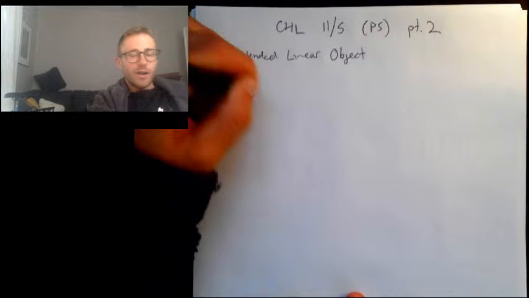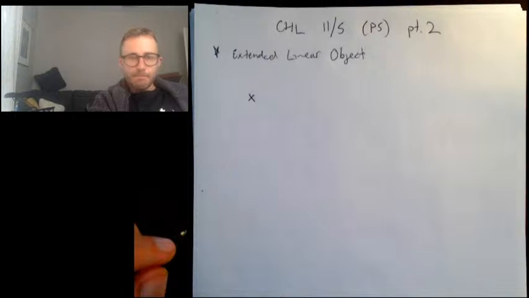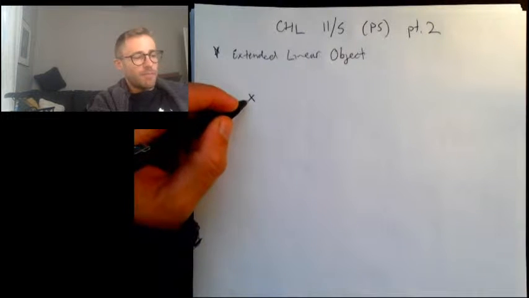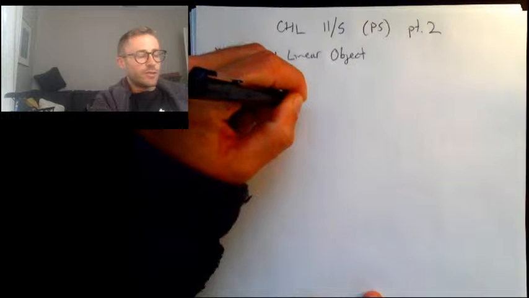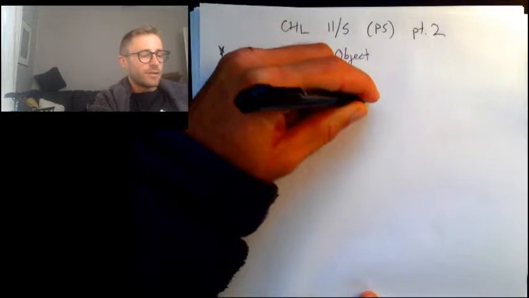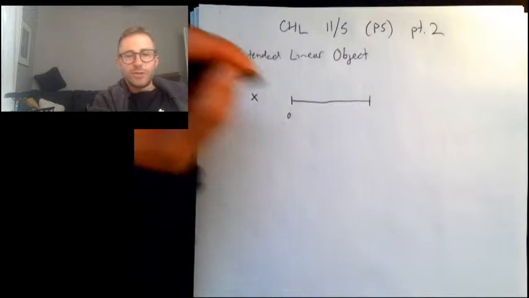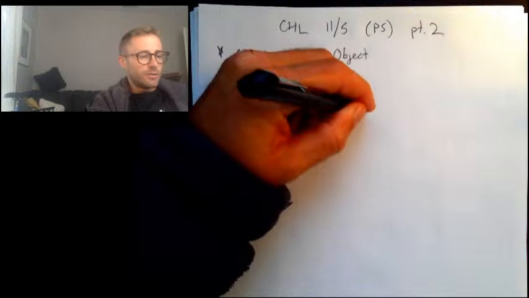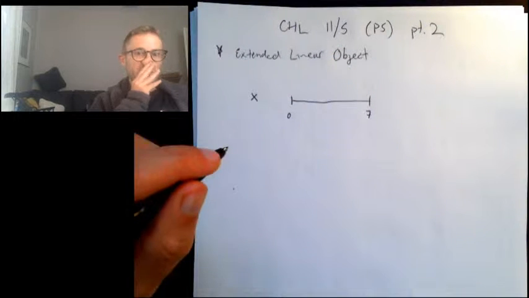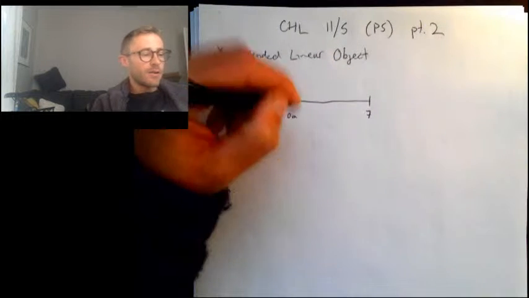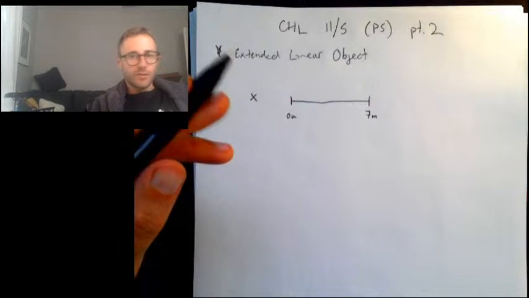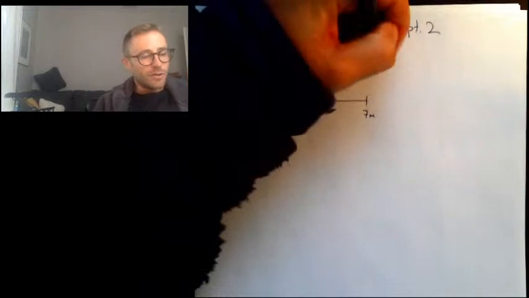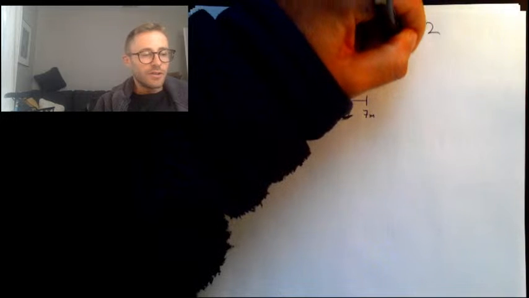What if I want to know the gravitational field right here? And I have a line. So this is a linear object that extends from 0 meters to 7 meters. In this case, what we need to know is what's called the linear mass density.